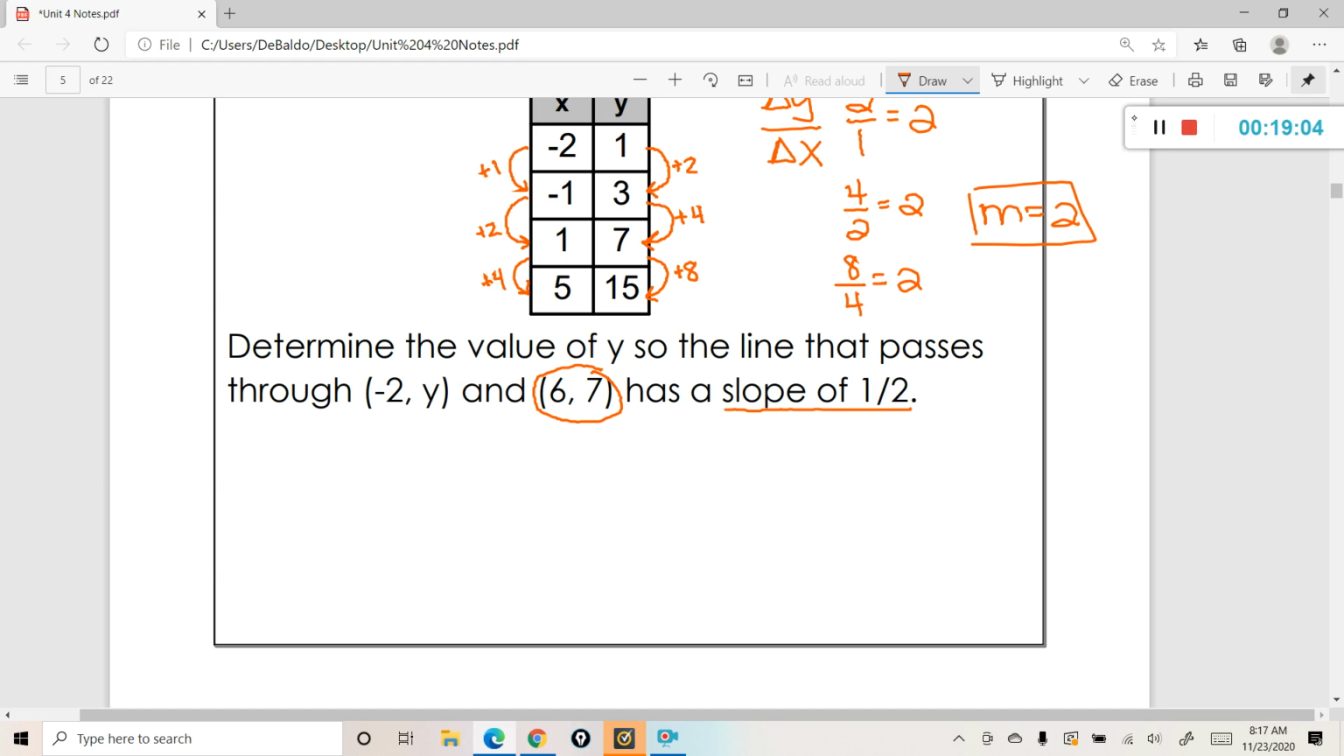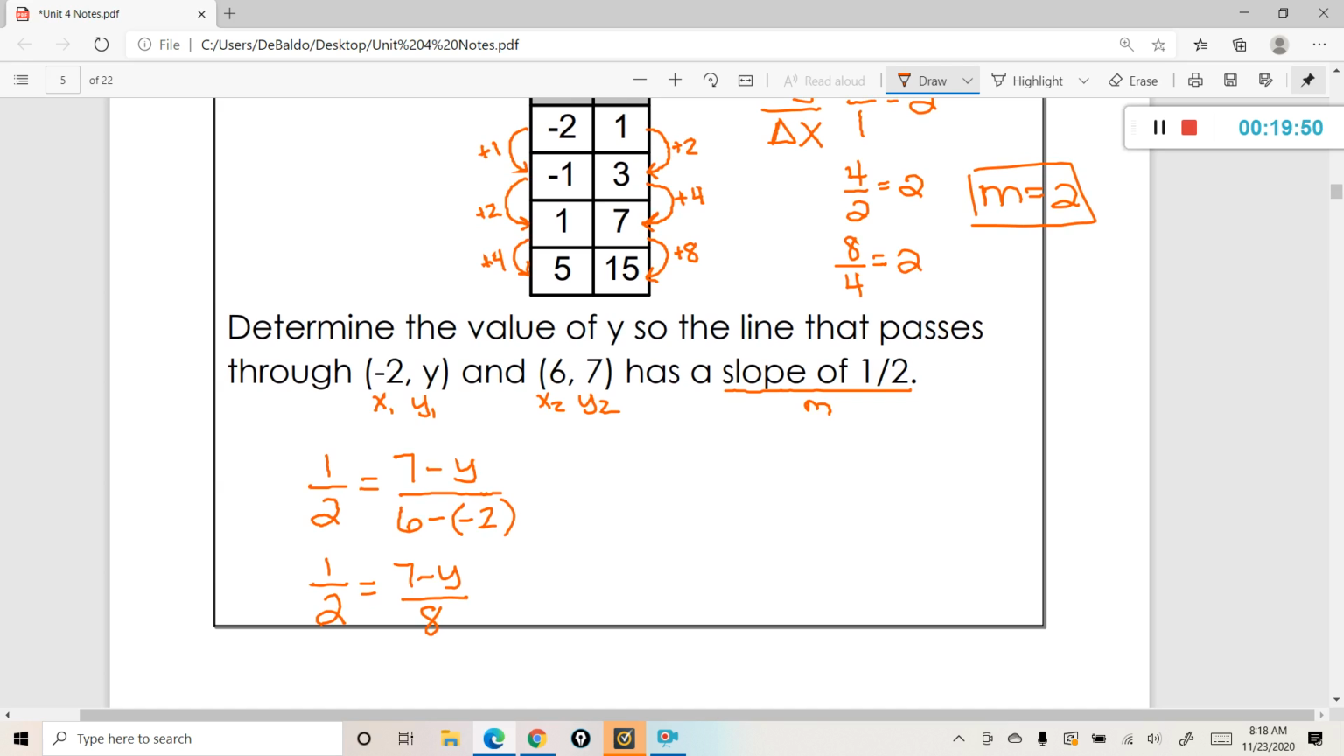So let's go ahead and use our slope formula to figure this out. Watch what we're going to do. I'm going to call this x1, y1, and x2, y2. And of course, this is my slope. So I'm going to set it up like this. 1 over 2, that's my slope. So my slope is equal to y2 minus y1 over x2 minus x1. See what I did there? Now, let's go ahead and simplify this down. 1 over 2 is equal to 7 minus y, and I'm just going to simplify this bottom part. That's going to be 8 in the denominator. You see what we have here?